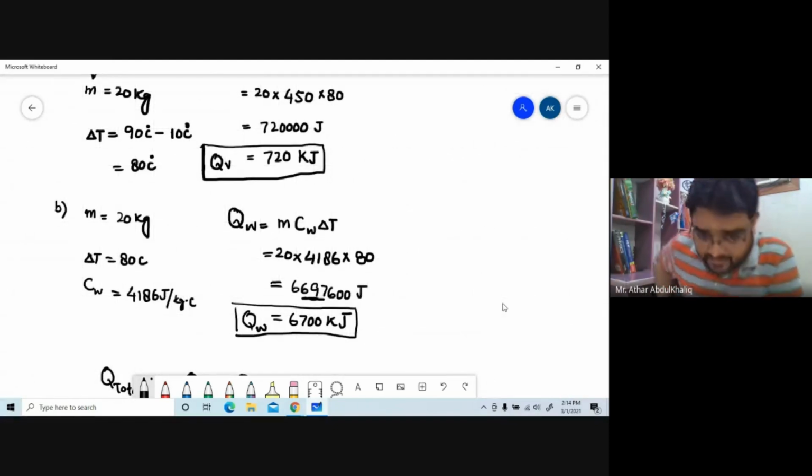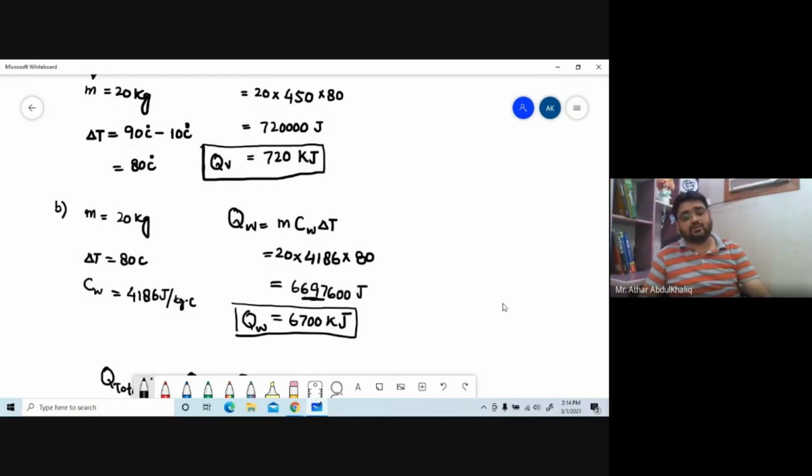Can anybody tell me why more heat is required to raise the same amount of water than iron? Because you can see 20 kilogram iron, 20 kilogram of water. You want to increase the temperature 80 degrees for water, 80 degrees for the vat. So why do you need more heat to raise the temperature at the same level for the same mass of water? Almost it is 10 times.